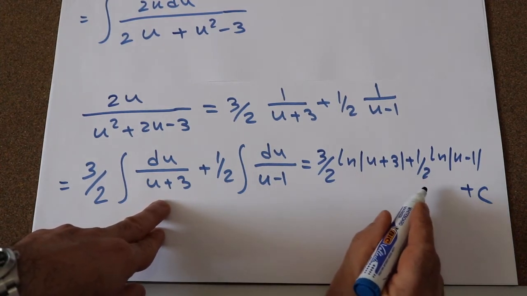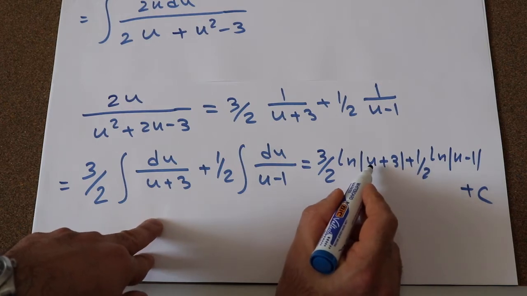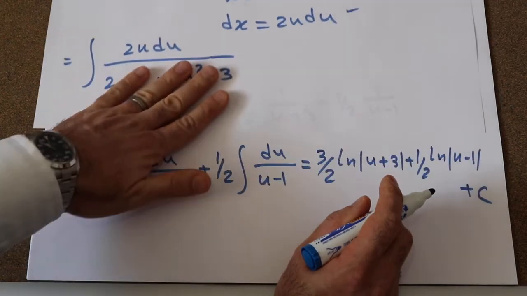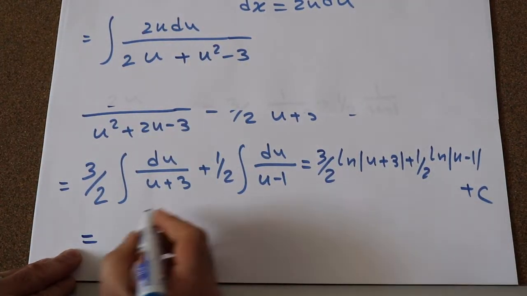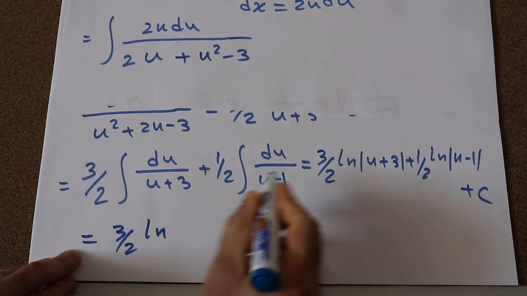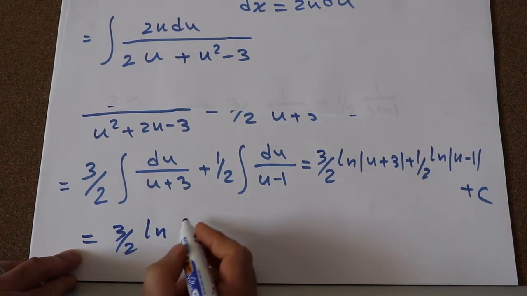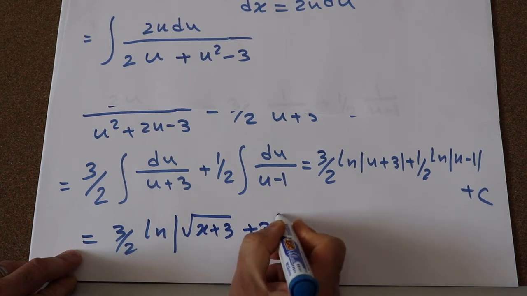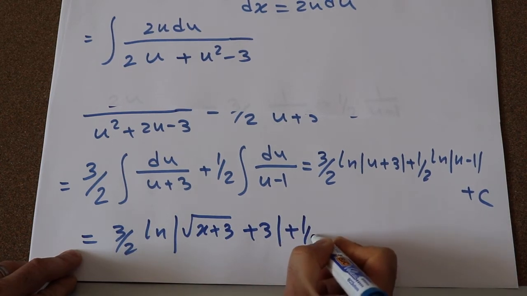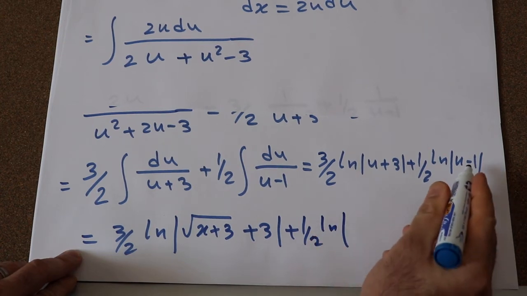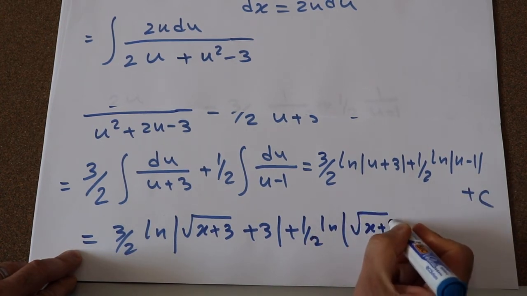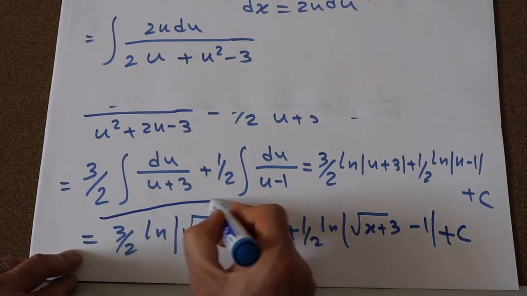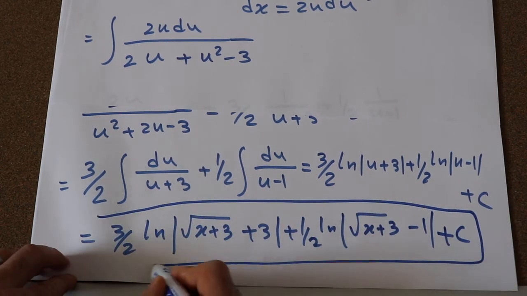Okay, so all you need to do here is to substitute the parameter u with its definition, which is equal to square root of x plus 3. Therefore, this will be equal to 3 divided by 2 ln, instead of u, I write square root of x plus 3, plus 3, plus 1 divided by 2 ln, instead of u, I write square root of x plus 3, minus 1, plus c, which is the constant of the integral. And that is the solution to our integral.